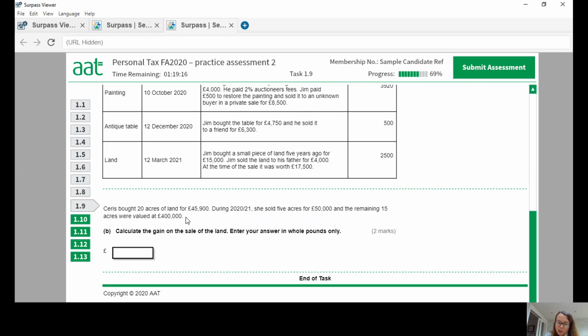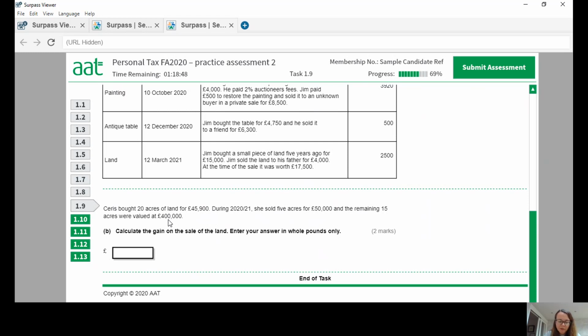Right, so this is a partial disposal. So we start with the proceeds, 45,900. Oh no, sorry, that's what she bought it for. The proceeds is 50,000. And then to work out the cost, you have to use that A over A plus B thing. So we're going to do 50,000 on the top, this is the fraction, divide by 50 plus 400 on the bottom.